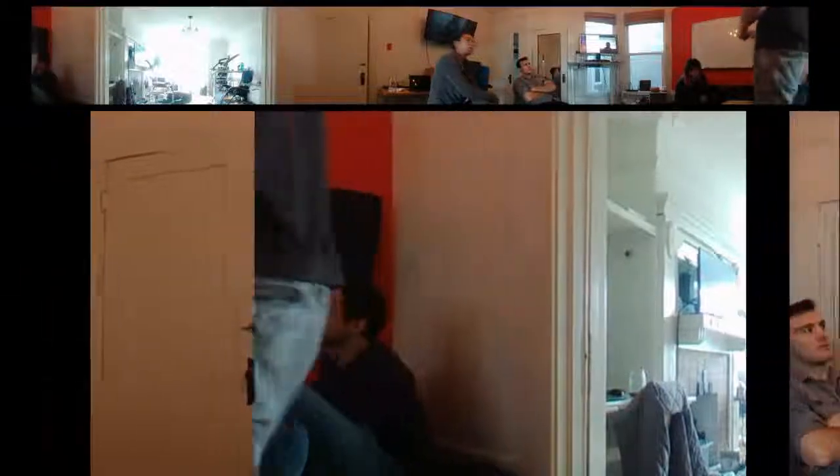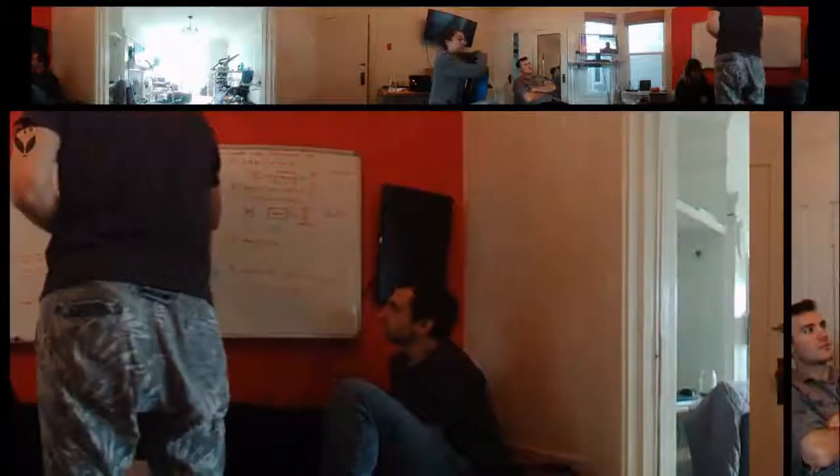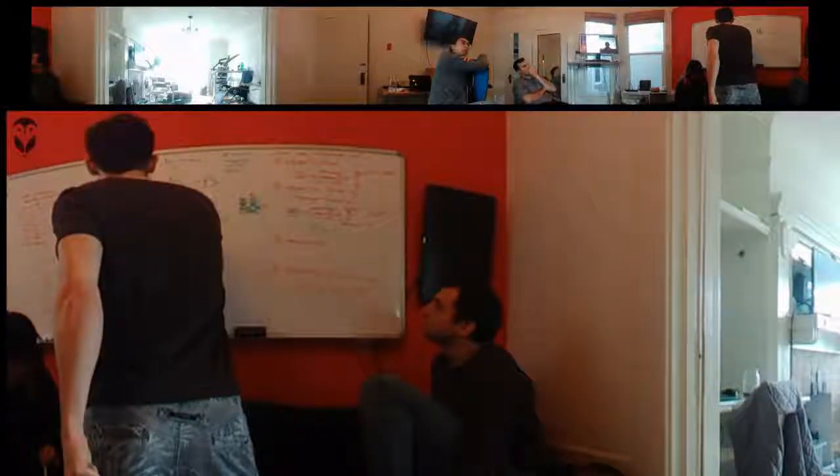Okay, so what are the values? Basically what we do now is we have these scores, and we pass them through a softmax to get the attention values. So attention just equals the softmax of the scores.